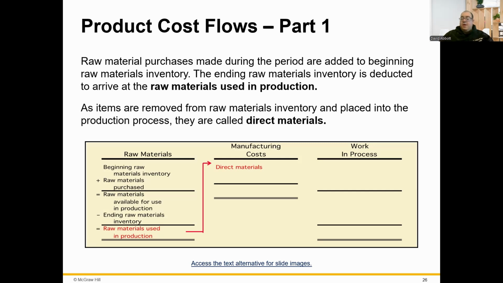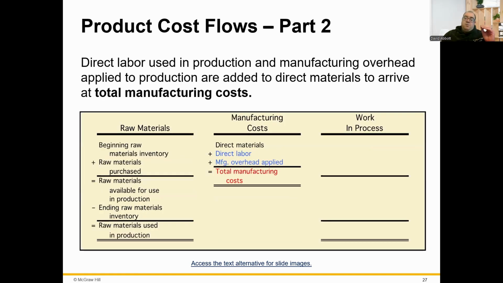As items are removed from raw materials inventory and placed into the production process, they are called direct materials. Direct labor used in production and manufacturing overhead applied to production are added to the direct materials to come up with the direct manufacturing costs. So to figure out the manufacturing costs, you have your direct materials, then you have your direct labor and your manufacturing overhead. That's going to then come to your total manufacturing costs.